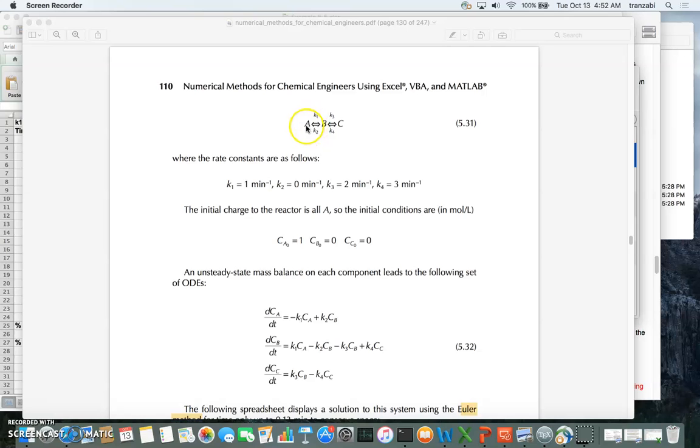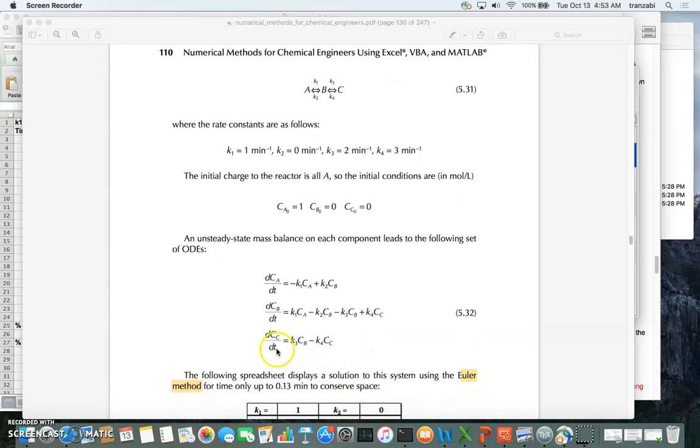Okay, so A is converted to B, so the concentration of B, dCB/dt, which is the rate of change of concentration of B, is going to be plus K1 times the concentration of A. And for K4 it is going to be plus the concentration of C times K4. And for these two, it should be minus concentration of B times K2, and minus concentration of B times K3.